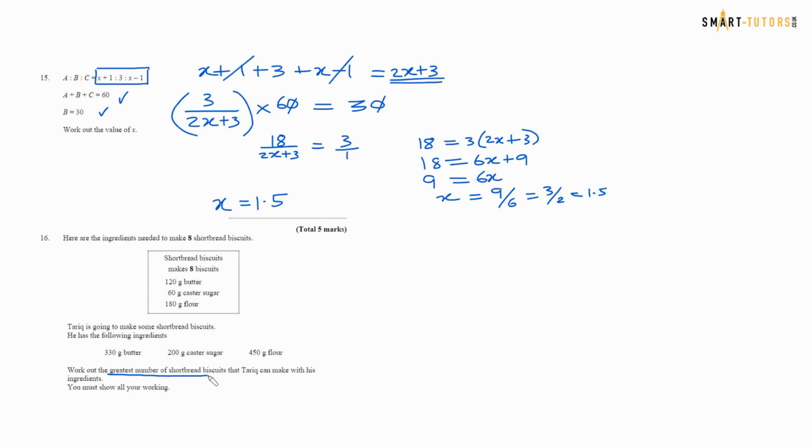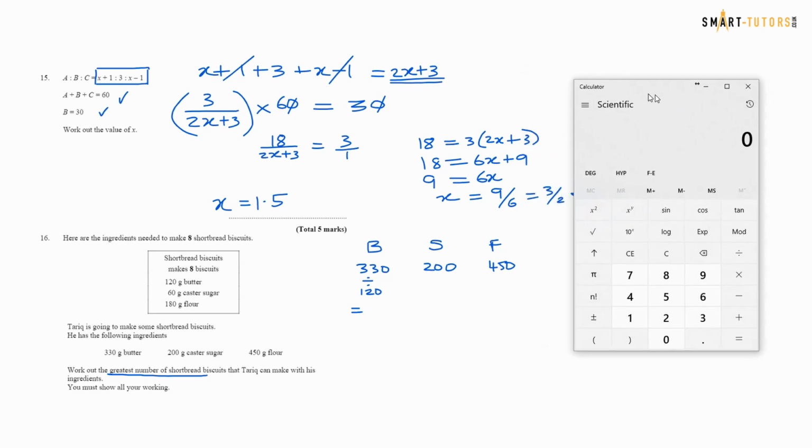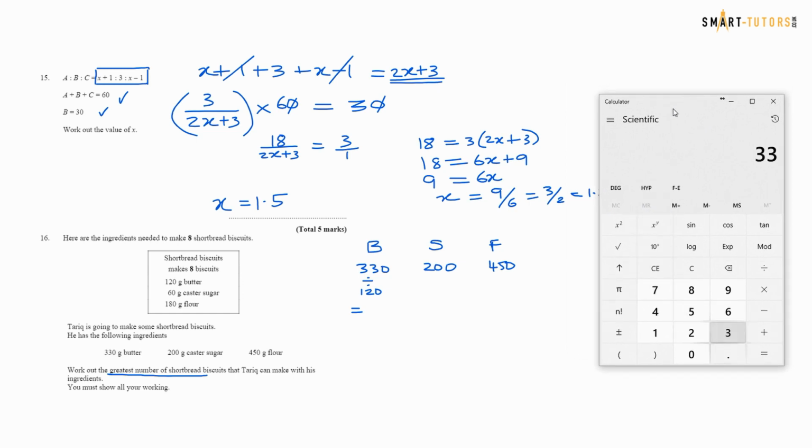The easiest way to do this question is, let's say the available quantity of butter, sugar and flour. So he has 330 and 200 and 450. The recipe gives 120 gram butter, so if you divide this by 120, you will get some number. So I'm going to show the working here. So 330 divided by 120 is 2.75.